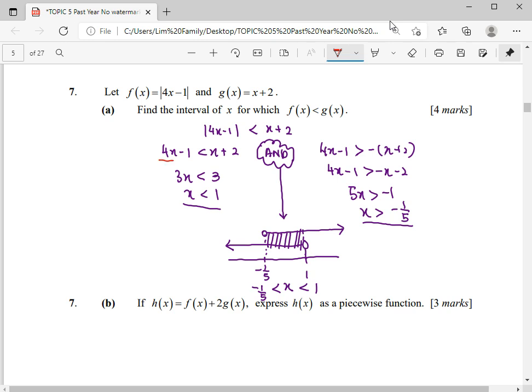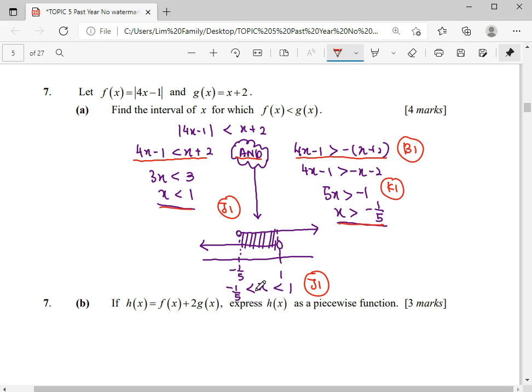Okay, so the definition, how we solve the modulus, the basic definition, will be 1 mark. Then simplify our linear inequality to get both answers here. Then definitely the final answer is getting the region of the x. So that will be our interval of x.